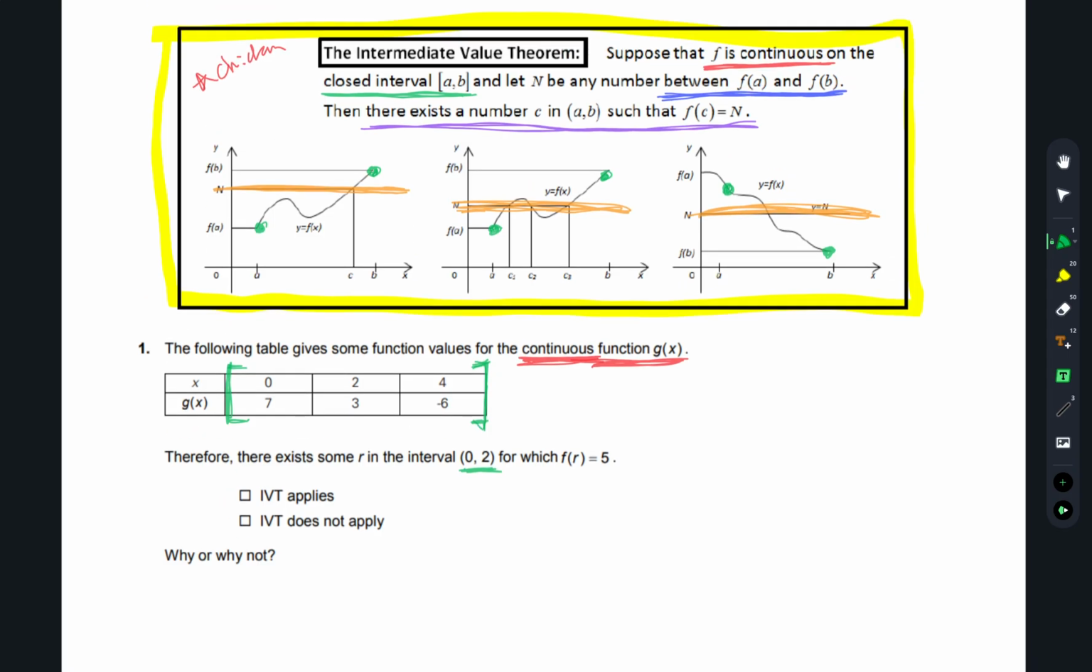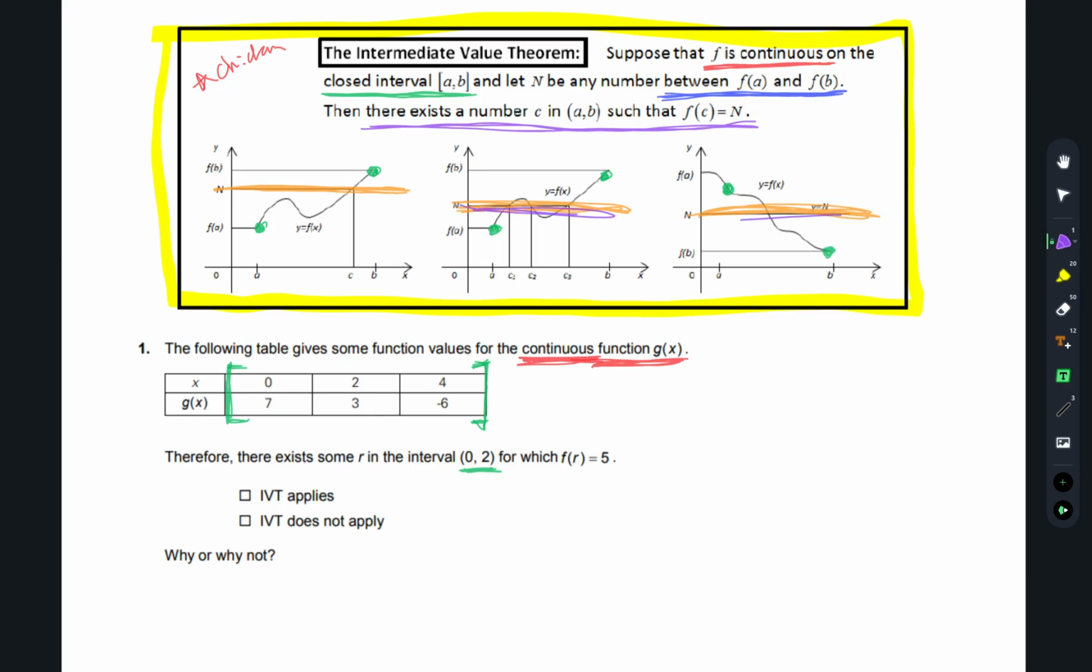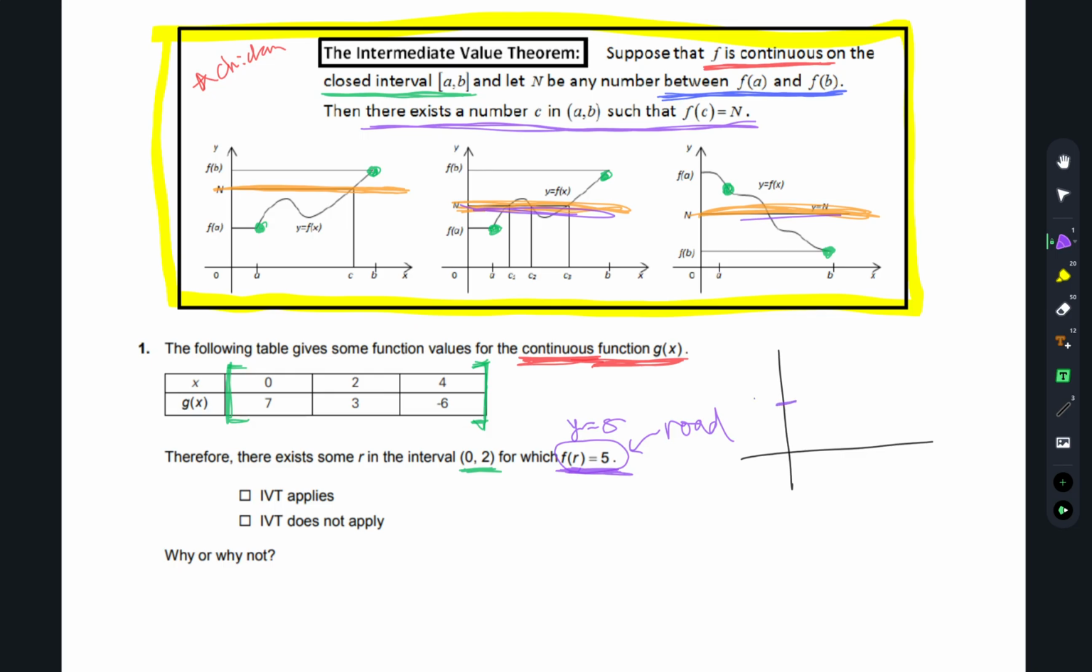Okay, and then between f of a and f of b, those two values, there exists a number c. Actually, maybe I'll do that in purple because that'll be the exists the number. So you need to figure out if this is like your y equals 5, that's where your road is. So this is your road. If you need to, you can draw a picture of this to see if that's going to work. Draw your road. Road's going to be at 5. So here's your road.